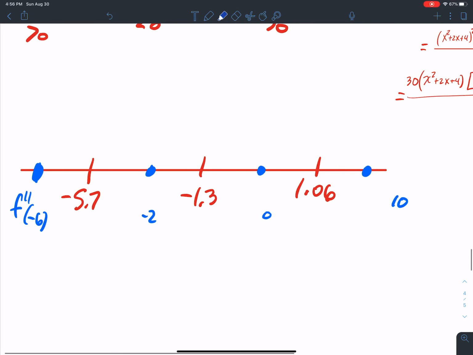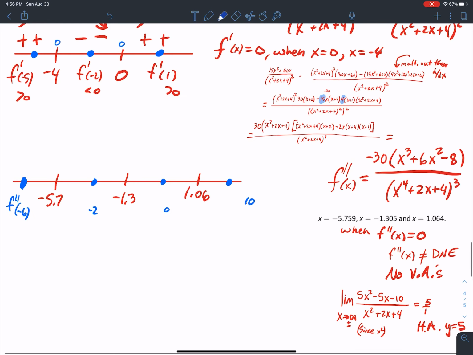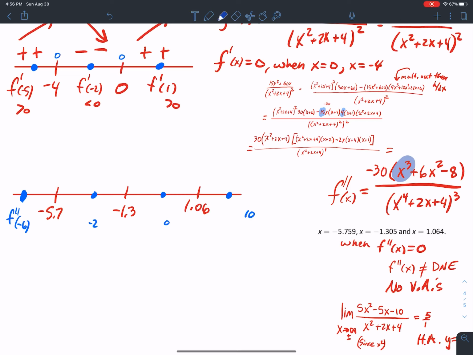Now, once I evaluate -6 in my second derivative, I plug a -6 into this nasty thing right here. This is going to give me a positive value, okay? If I plug a -2 into this second derivative, that's going to give me a negative value, concave down with a frown, right? If I plug a 0 in, a negative times a negative is a positive, so that's going to be positive, yep. And if I plug a 10 in here, that's going to give me a negative value there, okay?